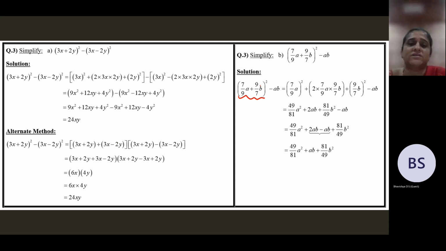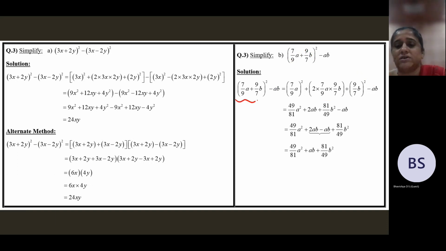We'll use different letters. Same identity, like a plus b the whole square, but instead of a and b, we'll say x and y. So this is like x plus y the whole square. This is x, this one is x, this one is x, plus this one is y, the whole square. What is x plus y the whole square? x square plus 2xy plus y square. And then this minus ab as it is.